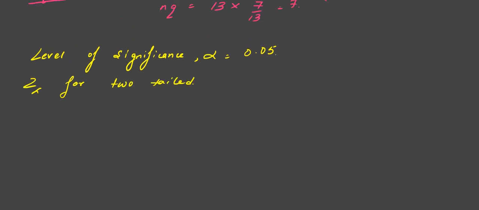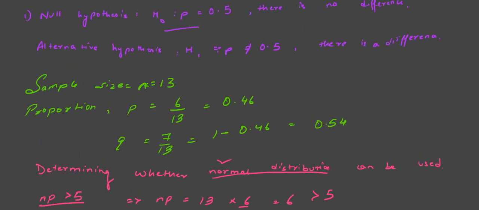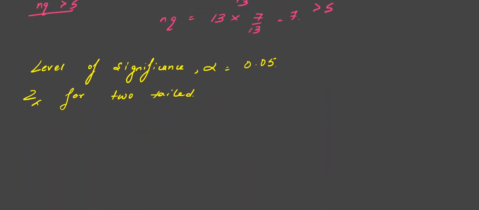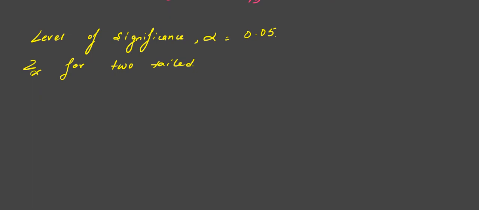Basically its value is constant, which is 0.05, and the value of z alpha is also constant for the two-tailed test. If it is the alternative hypothesis, then it is known as a two-tailed test. In the case of a two-tailed test, the value of z alpha will be 1.96. These two values are basic constant values, we need not find them.